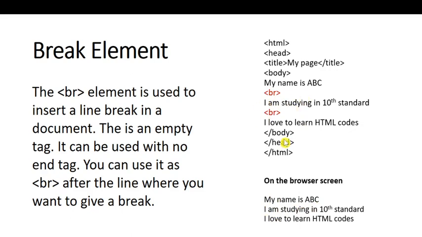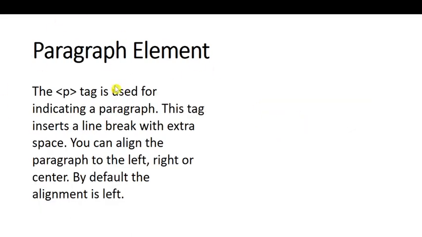Now we can check the paragraph element, that is the paragraph break. The P tag is used for indicating a paragraph. This tag inserts a line break with extra space. You can align the paragraph to the left, right or center. By default the alignment is left. So this is all about the paragraph tag.